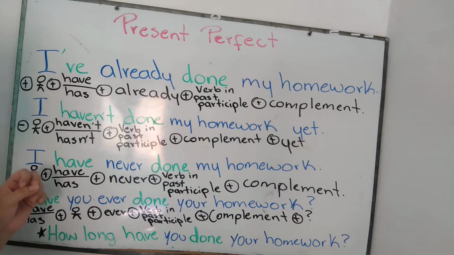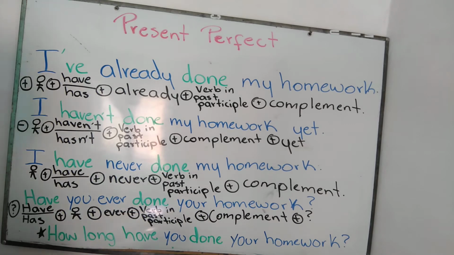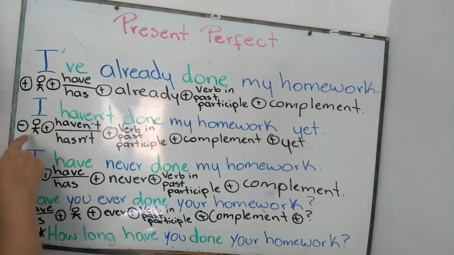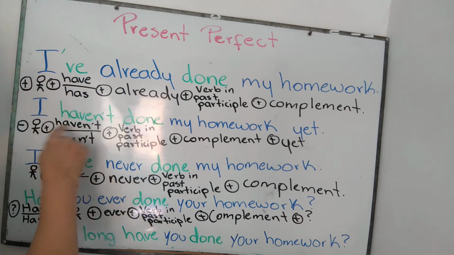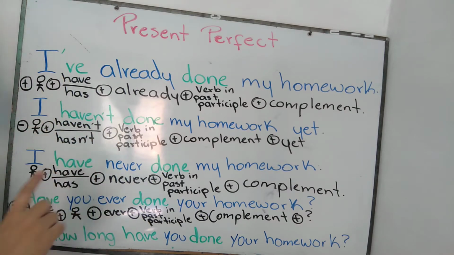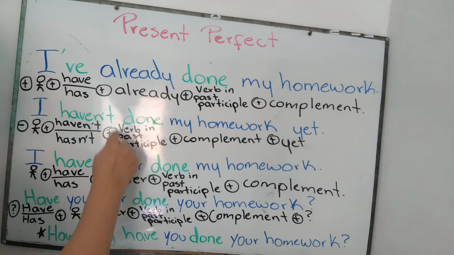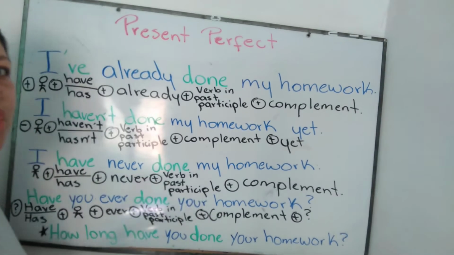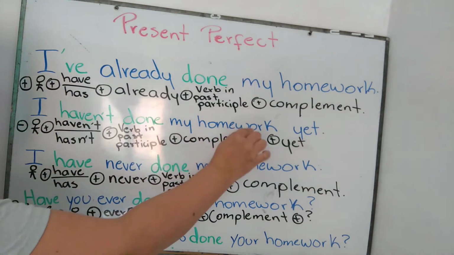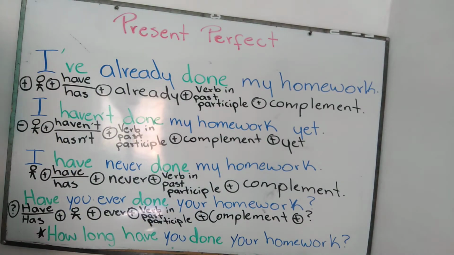For negative sentences, you have two ways to write a negative sentence. For example, in this case, you need the personal pronoun I, you, he, she, it, we, or they. Haven't or hasn't. Hasn't for he, she, it. Verb in past participle, complement, and at the end you can include yet, okay? So this is one way to write a negative sentence.